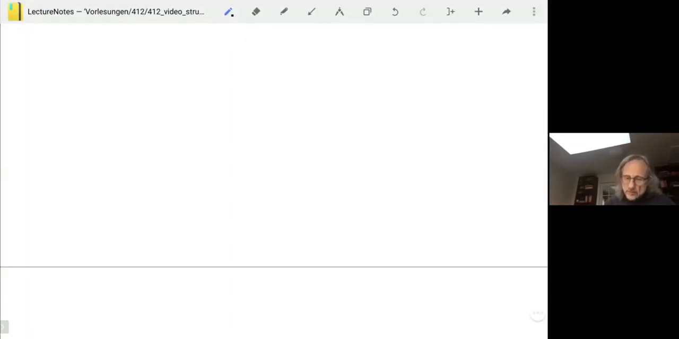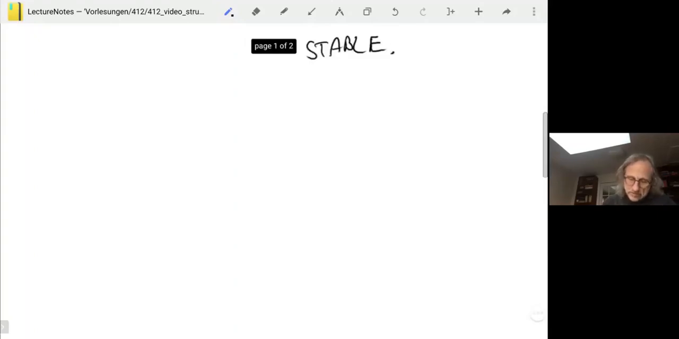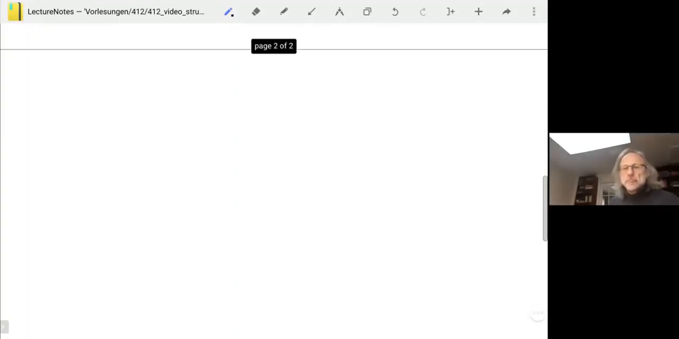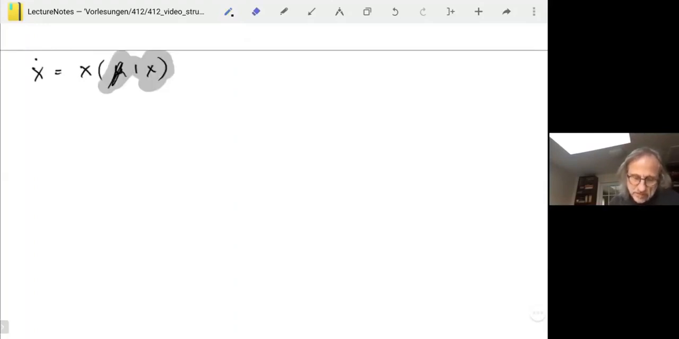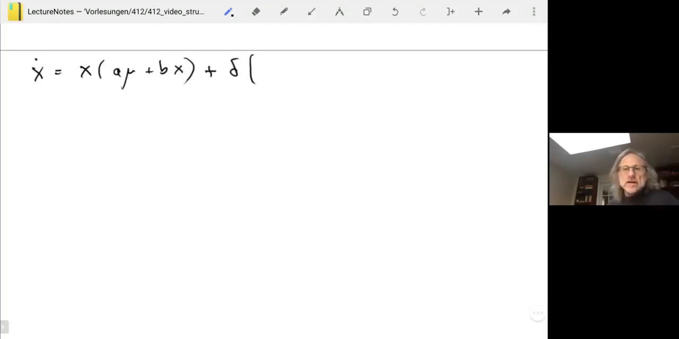So let's see how that works. Well, let's just start a new page. So there we have the original equation, x times (mu plus x). And again, let me actually keep the coefficients so we know which terms come from where. So that's our transcritical bifurcation. And we now add again perturbations in F.